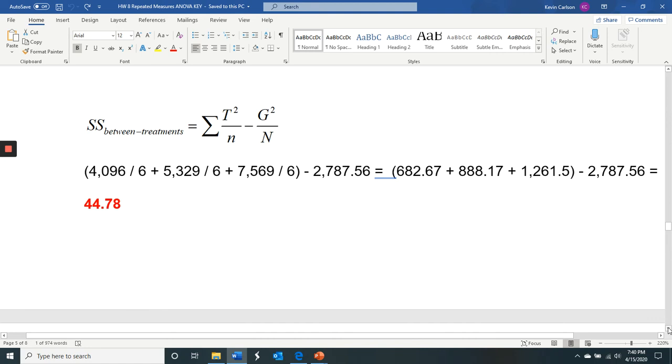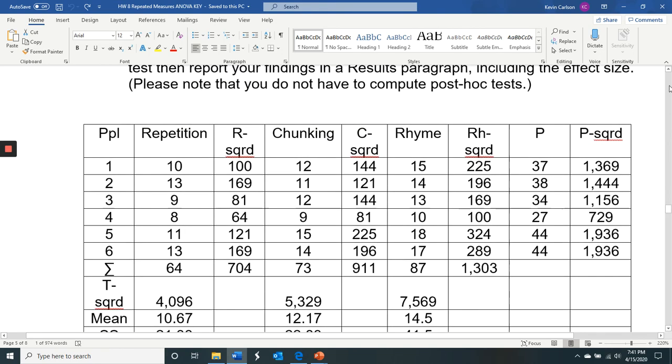The next step is the sum of squares between treatments. So our sum of squares between treatments is just like the one-way ANOVA. We are going to take the T squared divided by small n. Small n in this case is 6. We have 6 people in our study. We're going to do that, and then we're going to subtract G squared divided by N, which we already figured out in the sum of squares total above, so we can just put it down here. So now we have to get the T squared divided by small n.